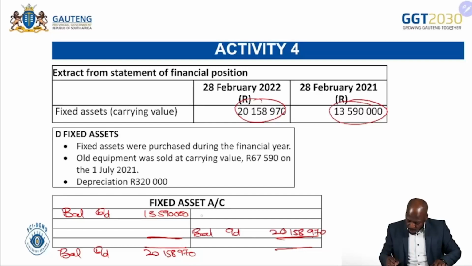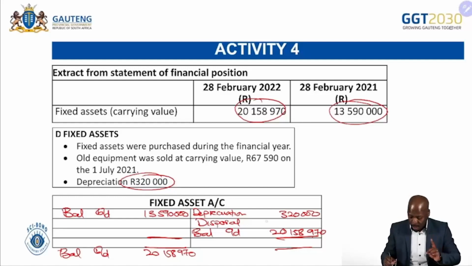And then we're going to come here and it's going to be balance carried down, 20,158,970. And then here, remember, you must always have your depreciation. And they're telling us that depreciation is 320,000. So I'm bringing my depreciation here, 320,000. Then lastly, I'm going to bring my disposal at carrying value.